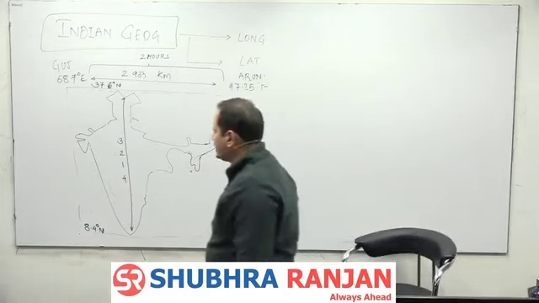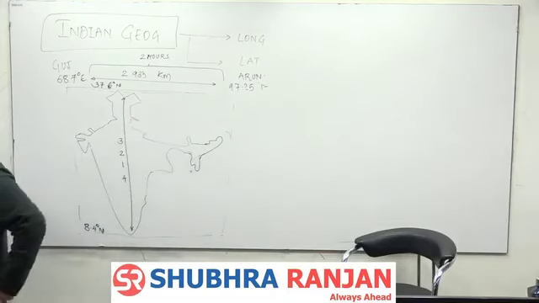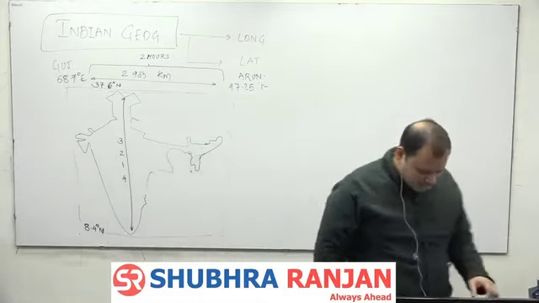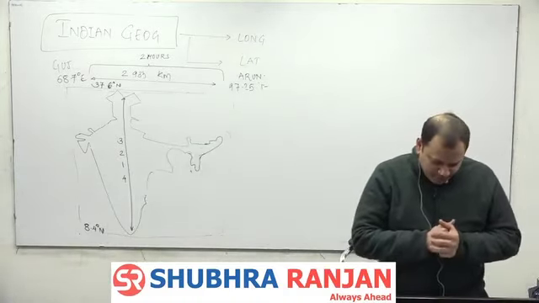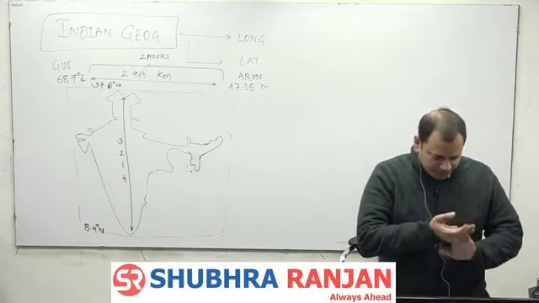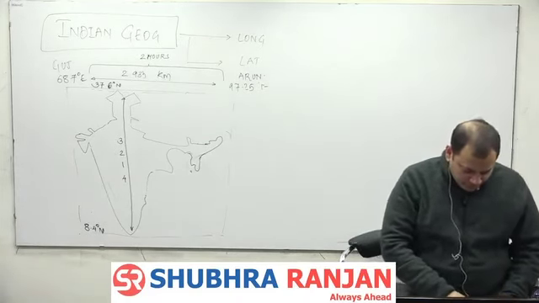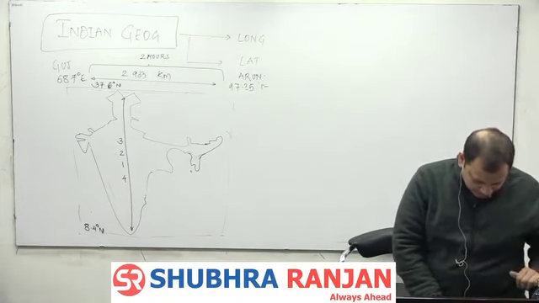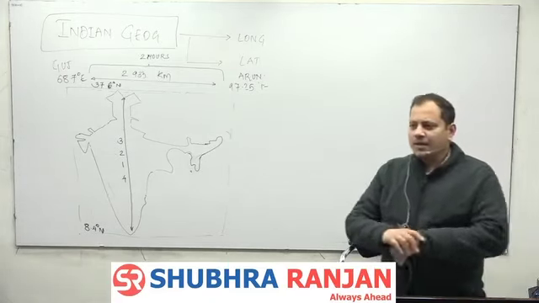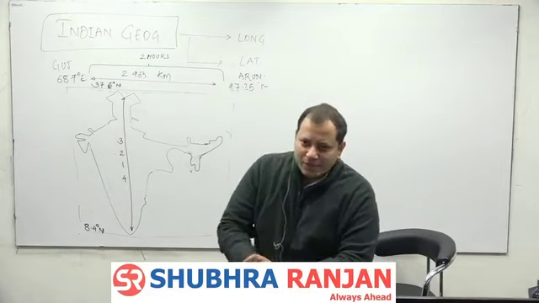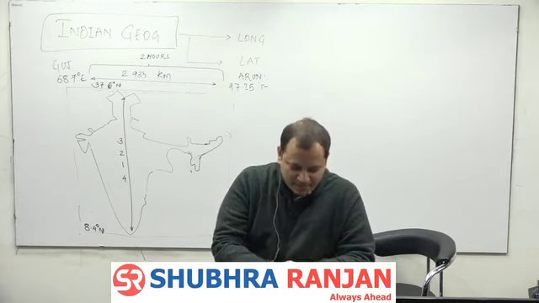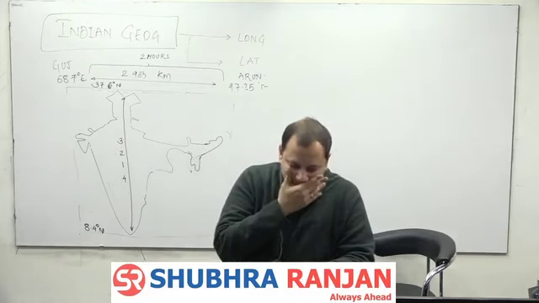The next point you should note down is that the Tropic of Cancer, keep the atlas open. The Tropic of Cancer divides India into two equal parts. And the major states through which the Tropic of Cancer passes, the states through which the Tropic of Cancer passes.